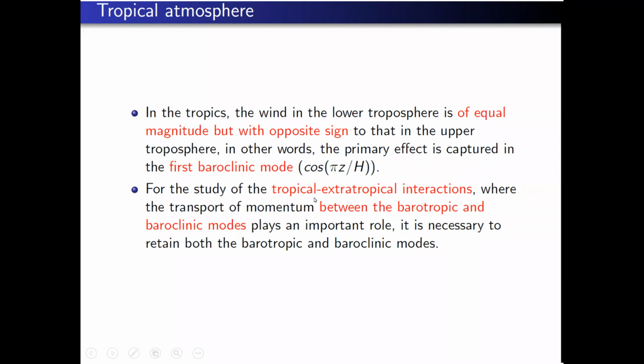So for the study of the troposphere extratropical interaction with the transport of momentum between the barotropic and baroclinic modes playing an important role, it is necessary to retain both the barotropic and the baroclinic modes. In other words, I'm not going to talk about the primitive equation fully. I'm going to butcher it. I'm going to truncate it. I'm going to use only part of the baroclinic mode and the full barotropic mode and see their interaction.